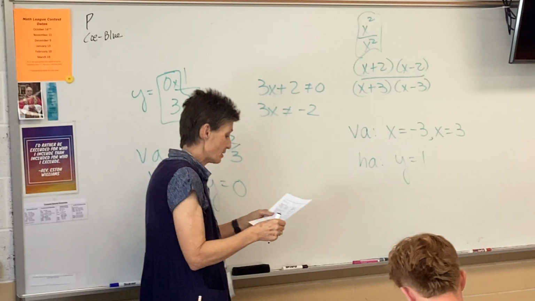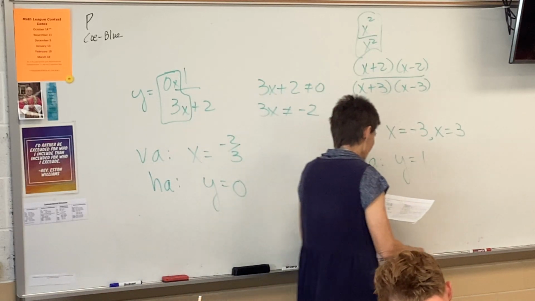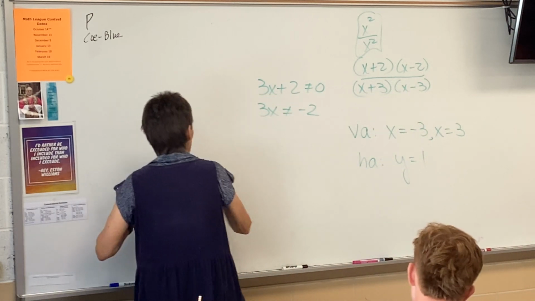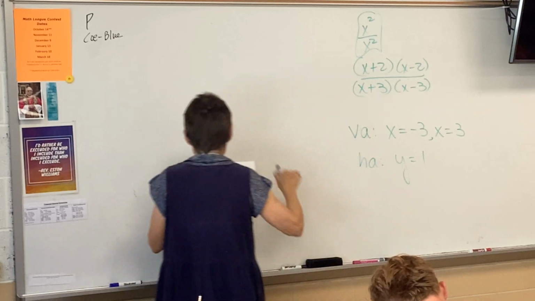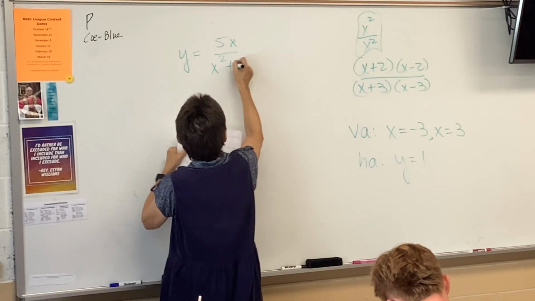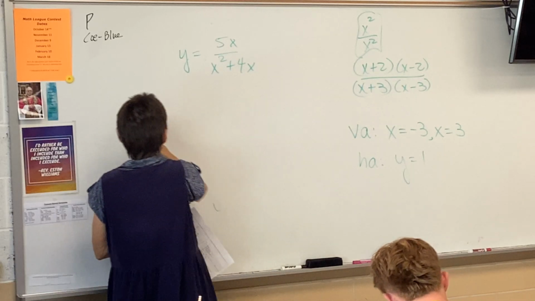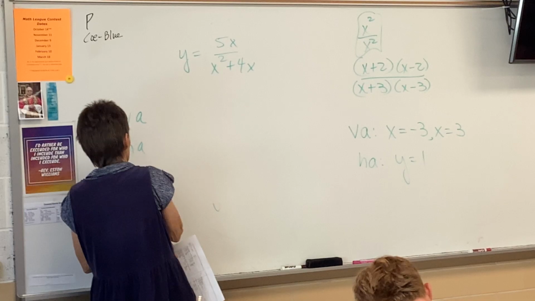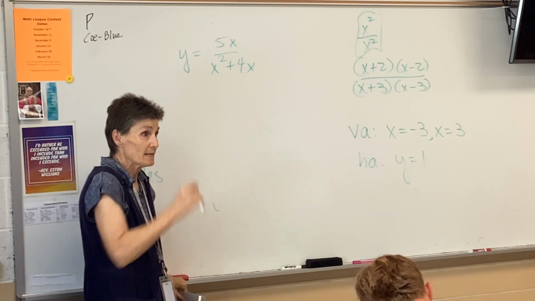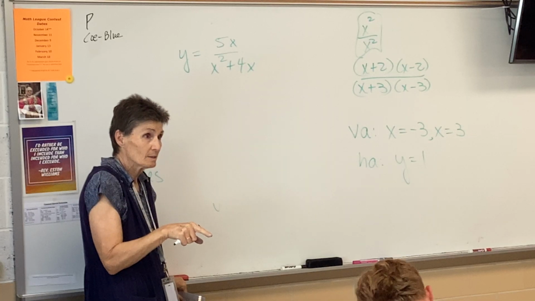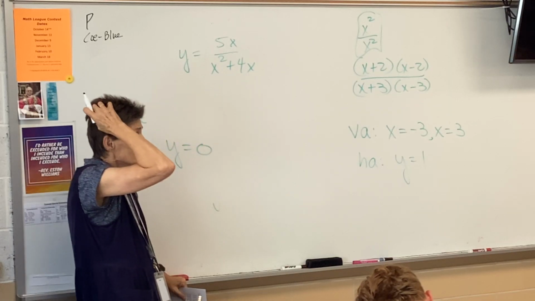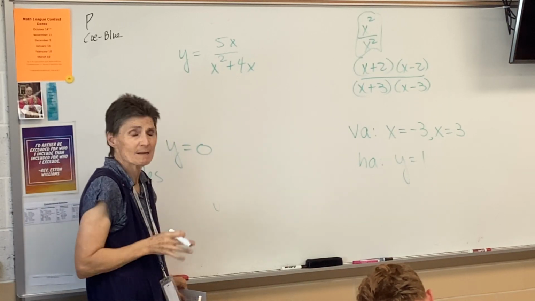All right, let's look at D. What's happening in D? Well, first thing I notice is the power on top is smaller again. It's x over x squared. When the power on top is smaller, your horizontal asymptote is 0. Every time.